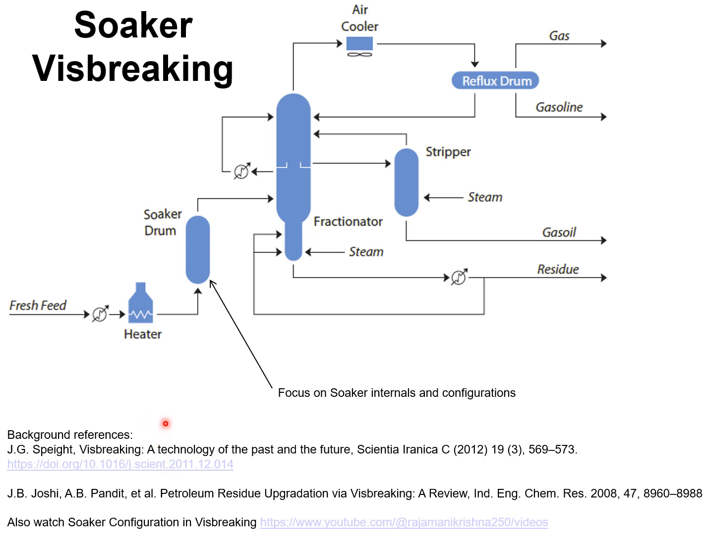occurs in a reaction vessel called the soaker that holds the two-phase effluent coming out of the furnace to allow cracking to occur for a predetermined length of time before being quenched. And the oil is then passed to a fractionator to produce fuel oil of the desired specifications.